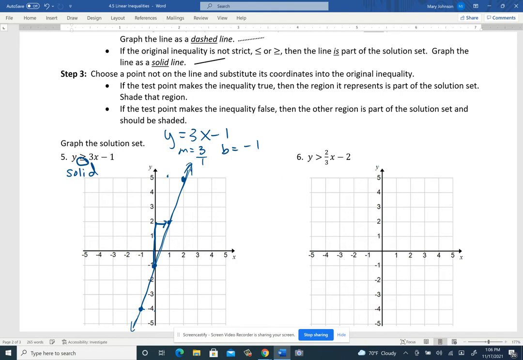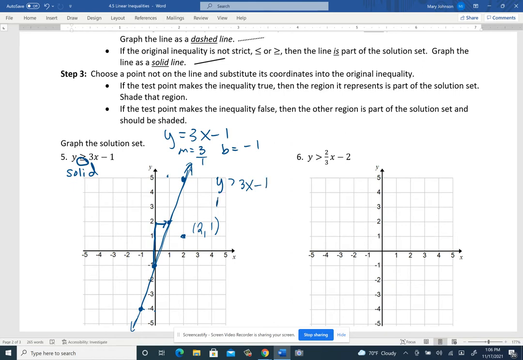So the next part is picking a point that's not on the line. Any point, as long as it's not on the line. I might pick a point like this. That ordered pair is the point (2, 1). So this is step 3: I'm going to take my inequality now.